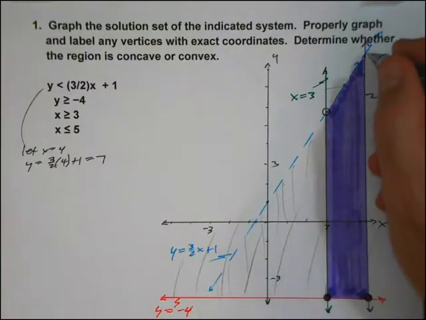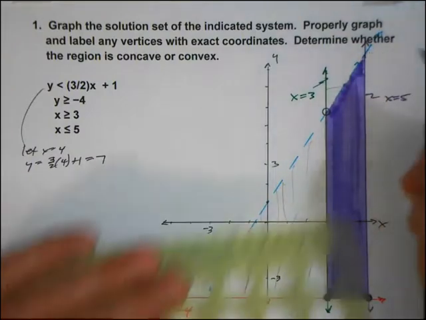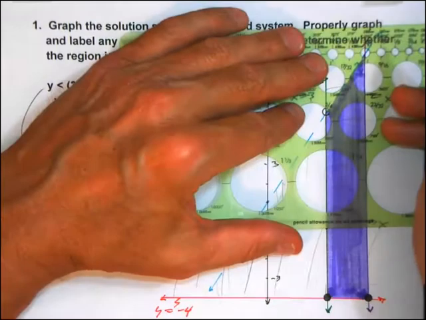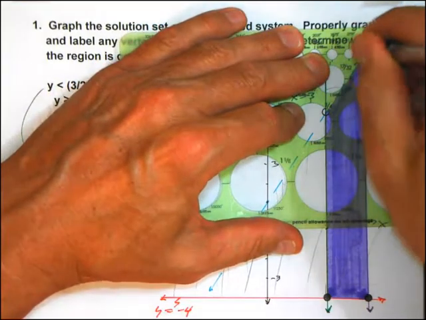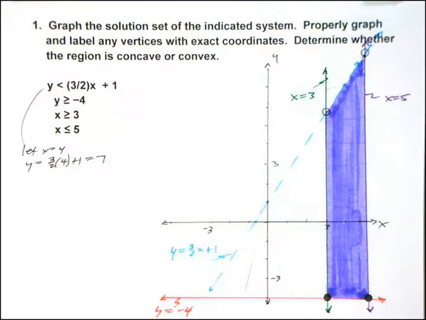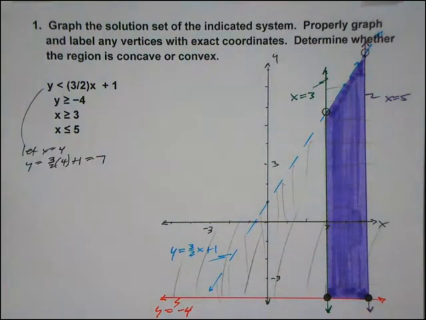How about up here? Same situation. Dashed line and solid line. This vertex is not part of the solution set. We'll need a hollow circle here as well. Okay, pretty good. Now, besides graphing them properly, we're supposed to provide their coordinates. Alright, let's see how we can do that.